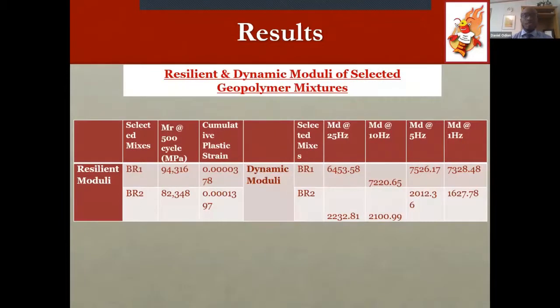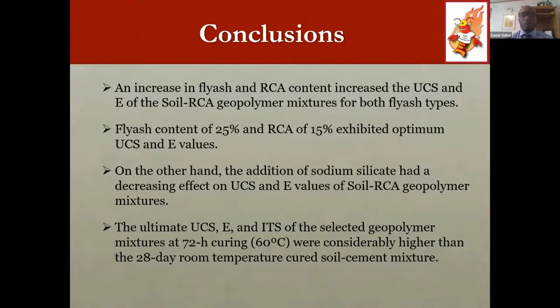Then we also conducted resilient and dynamic modulus tests for the selected geopolymer mixtures just to compare both of them. And we see that they both have good values, which also showed their resistance to deformation under repeated traffic loading. And our conclusion from this experiment and this study was that if we increase the fly ash and the RCA content of our geopolymer mixtures, we have higher strength and elastic modulus. The content of 25% fly ash and RCA of 15% exhibited optimum UCS and elastic modulus.